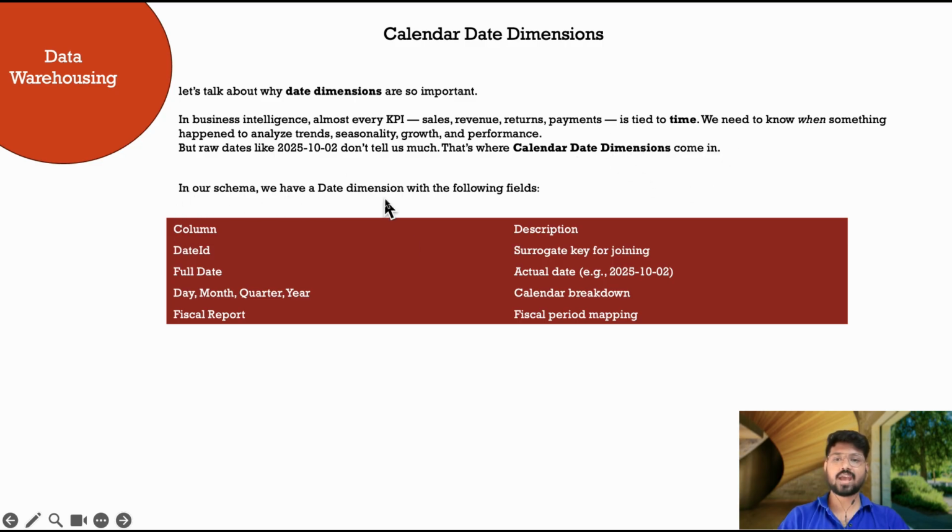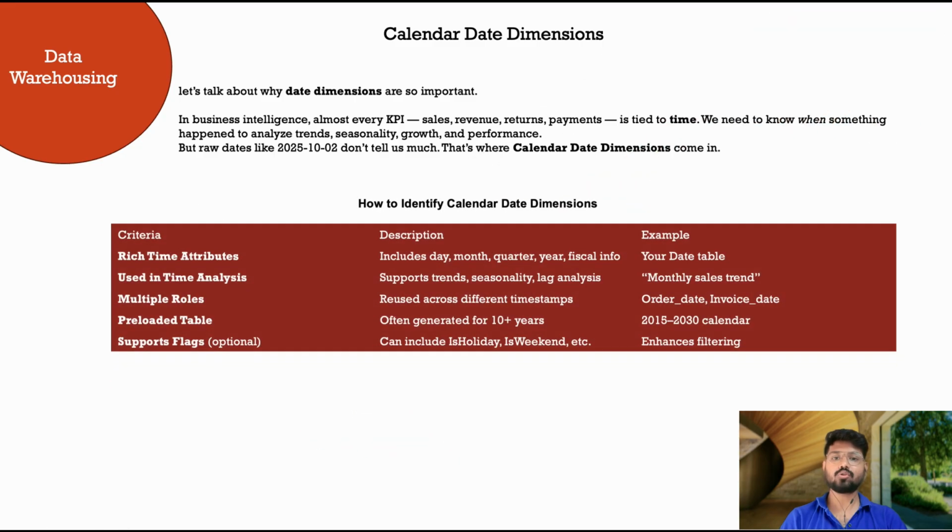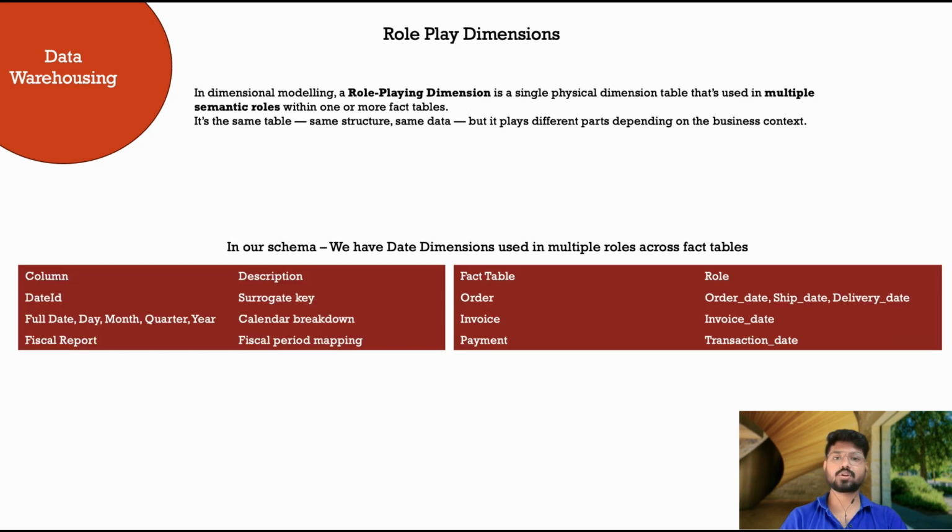So in our schema, we have a date dimension with the following fields: date ID, full date, day, month, quarter, year, and fiscal period for fiscal period mapping. So these are the calendar date dimension. How to identify a calendar date dimension? Rich time attributes used in time analysis, multiple rows, preloaded table, supports flags optionally, can include holidays, weekends, etc. So that's how we can identify calendar date dimension. Even if we don't have a date dimension, we can create one so that we can use it across other tables as well, because it is very crucial, because most of the facts are tied to time. So this is all about calendar date dimension.